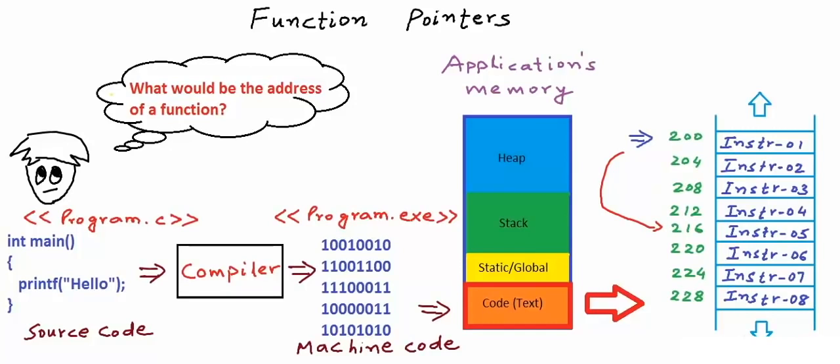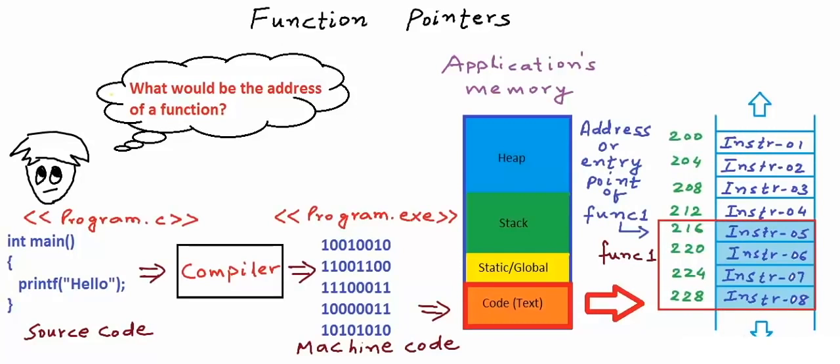A function is nothing but a set of instructions stored in one contiguous block of memory. Let's say this block containing instructions 5 till 8 is a function. I'll name this function func1. Basically, a function is a set of instructions to perform a subtask. In memory, a function will be one contiguous block with some instructions. The address of a function, what we also call the entry point of a function, will be the address of the first instruction in the function. In this example here, the address of function 1 is 216.